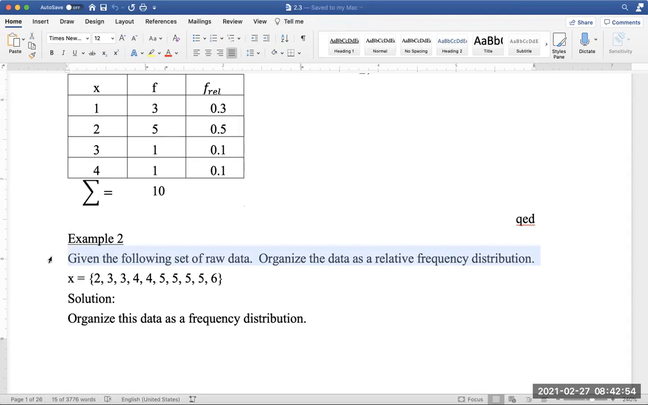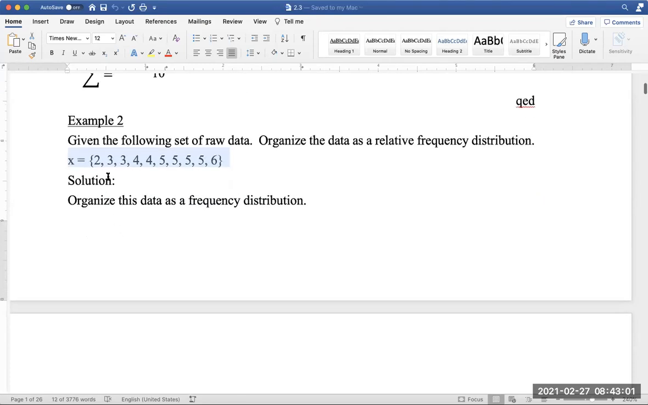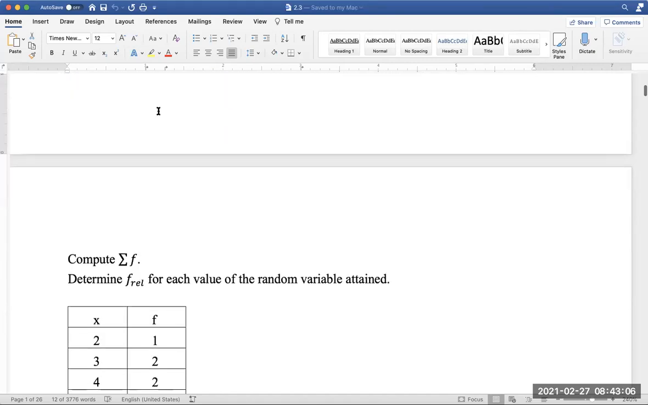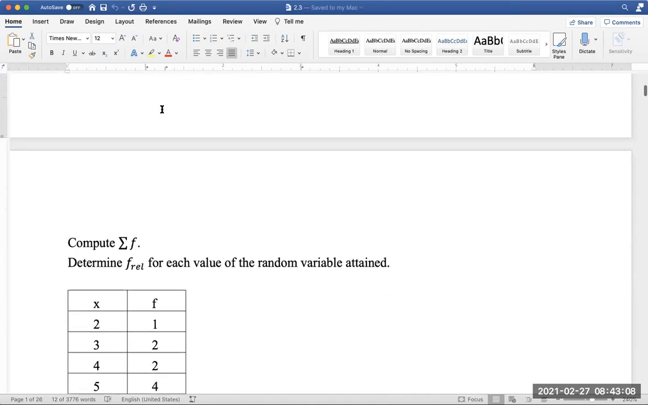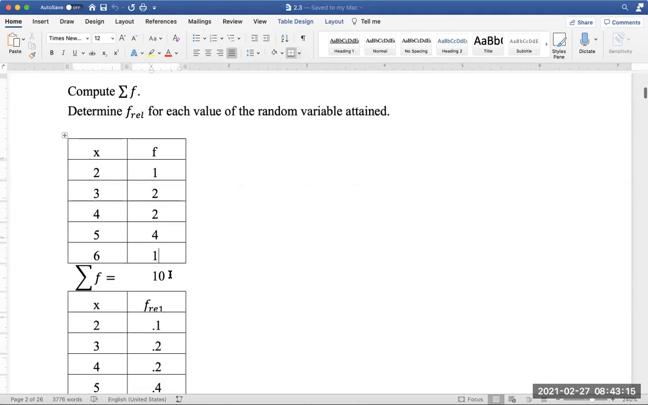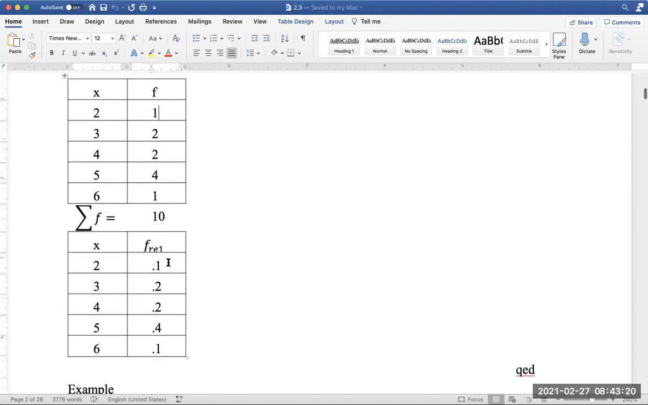Given the following set of data, organize the data as a relative frequency distribution. So I have here 1 1, 2 3s, 2 4s, 4 5s, and 1 6. And so 1, 2, 2, 4, 1, if you add them up, you get 10. Let's divide each of these by 10. So 1 over 10. You can either write these in decimal or as a fraction.